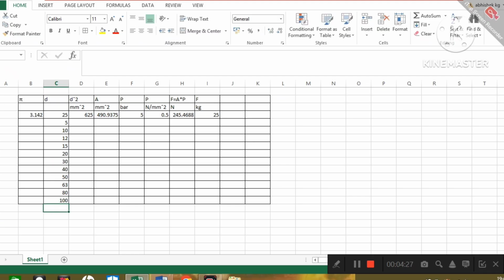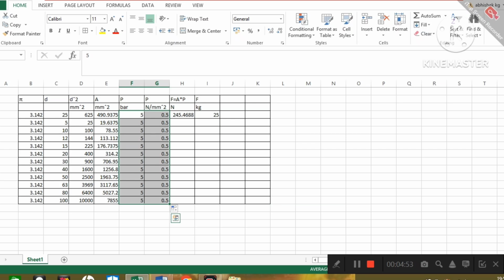We'll calculate for 5 bar, 12, 15 and so on. This is the force generated by the pneumatic cylinder at 5 bars pressure.